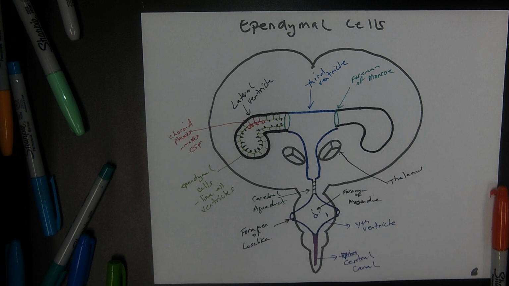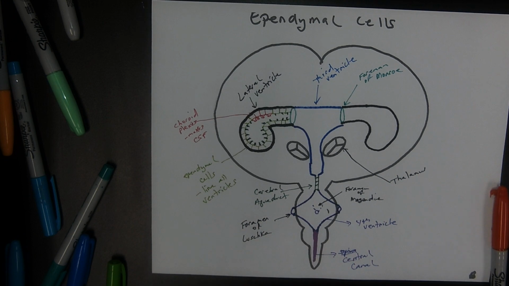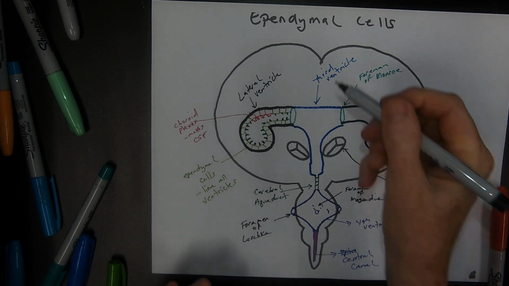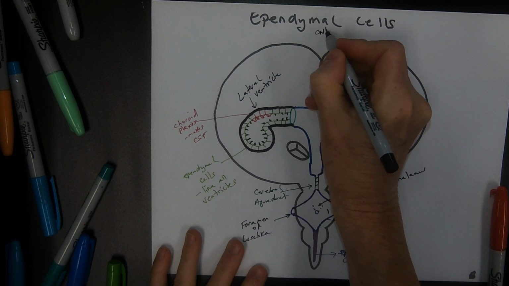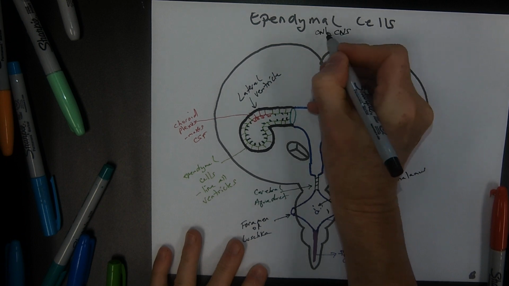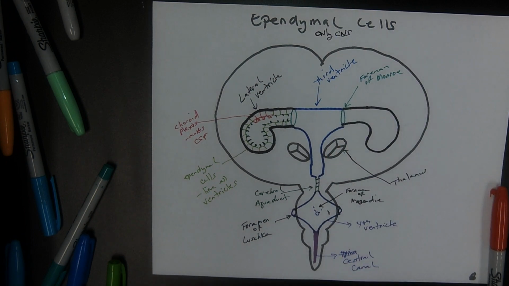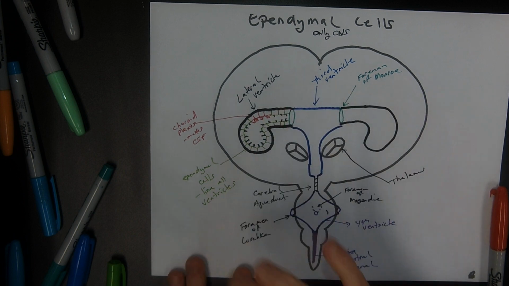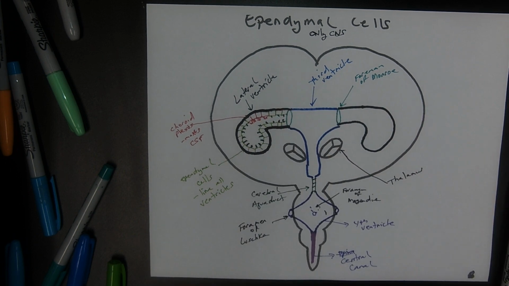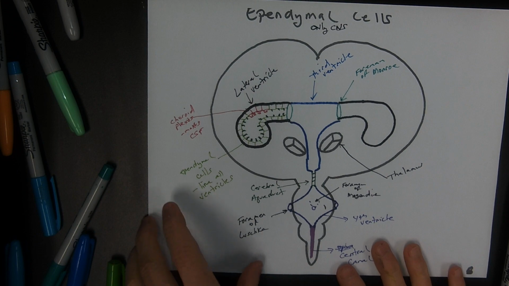Anybody have any questions? This is pretty straightforward with ependymal cells. The other thing that you need to know about ependymal cells, again, is they're only in the CNS. A little bit of a review, a little bit more about the ventricular system. Ependymal cells go with glial cells, ventricular cells.